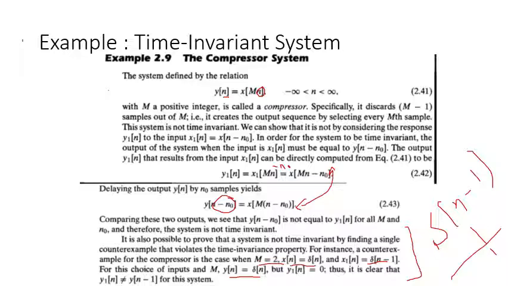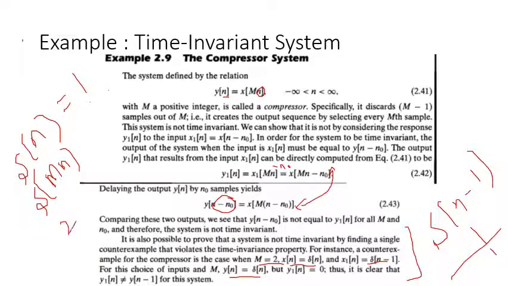Because if I multiply delta of n with 2, if I say delta of mn, what will be the output? The output of this will be 1 because this is defined at 0. If m is 2, 2 multiplied by 0 is again delta of 0, which is 1. But what about this? Delta of n minus 1. It means that we have an impulse at 1. But what if I multiply this with 2? Okay.